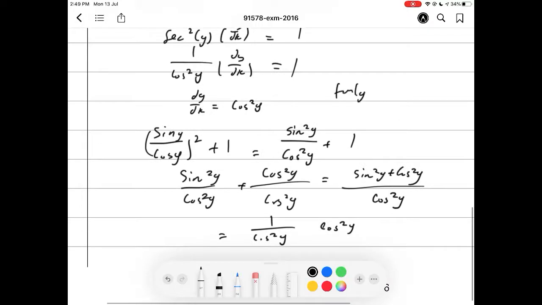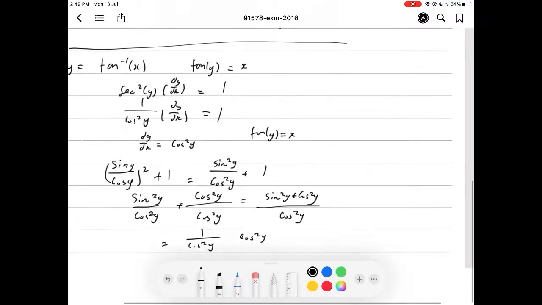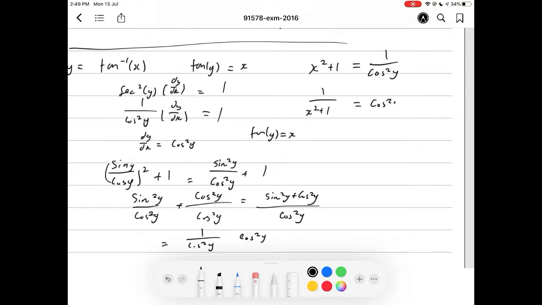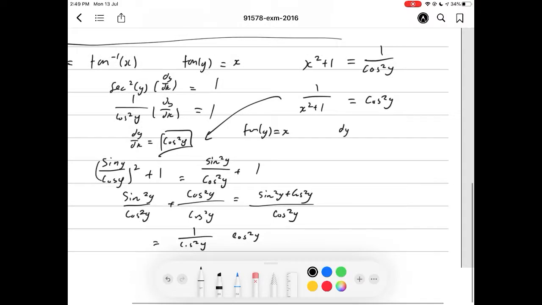So basically, we know that tan y equals x, right? That's what we do know. So tan y equals x. Therefore, sine y over cos y is x. So therefore, we have x squared plus 1 equals 1 over cos squared y. If we take the inverse of it, we'll get 1 over x squared plus 1, which equals cos squared y, the exact same thing as what we have here in our dy over dx. So therefore, we can say that dy over dx equals 1 over x squared plus 1.